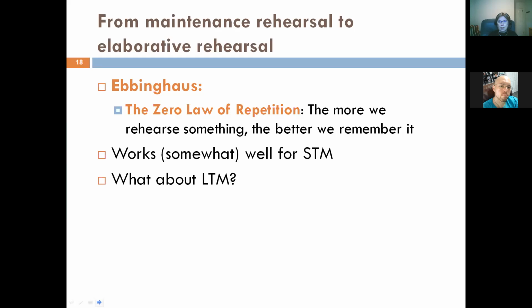So that gave us what I call the zero law of repetition. The more you rehearse something, repeat, the better you'll remember it. That's the zero law because it works for short-term memory and working memory to a certain degree, but it does not work for long-term memory. So if it's not repetition that helps us memorize things, move them from STM to LTM, what is it then?